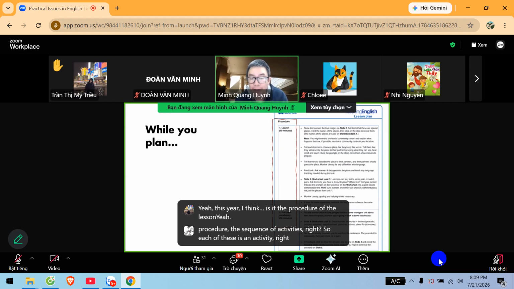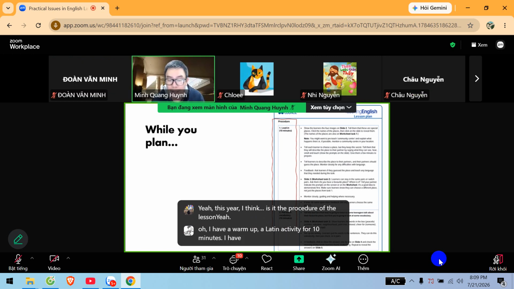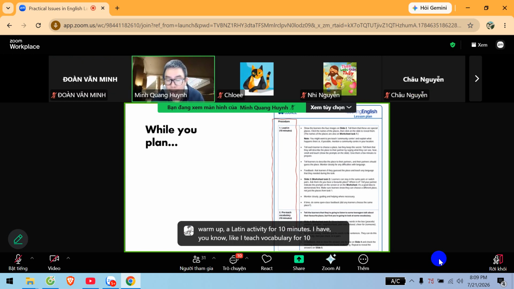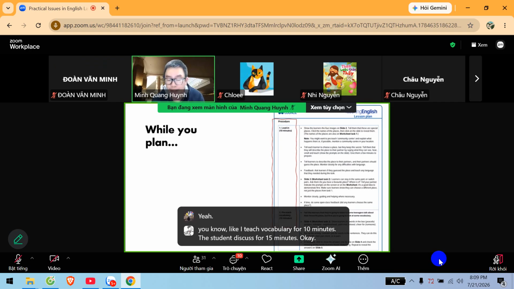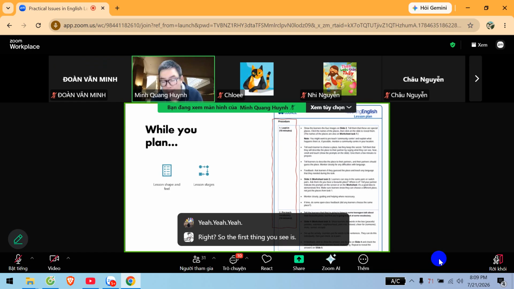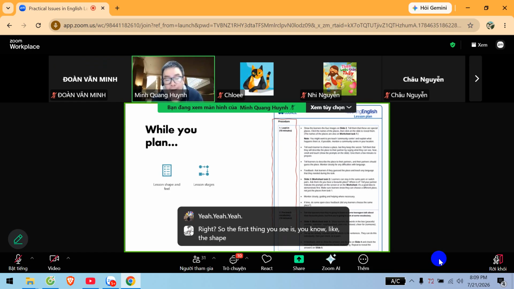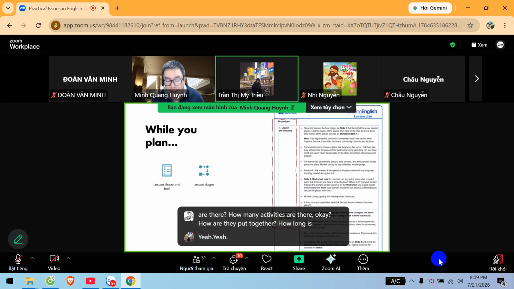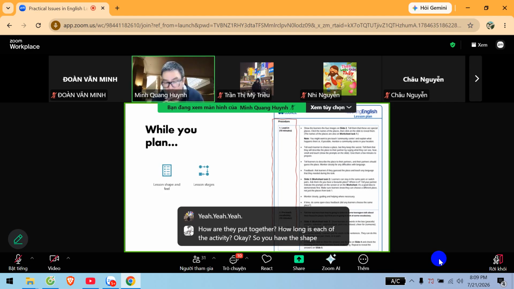So when you look at this, you see, oh, I have a warm-up, a Latin activity for 10 minutes. I teach vocabulary for 10 minutes. The students discuss for 15 minutes, okay? There's a wrap-up for 5 minutes and so on, right? So the first thing you see is the shape of the lesson. How many stages are there? How many activities are there? How are they put together? How long is each of the activities? So you have the shape and feel and the stages of the lesson.